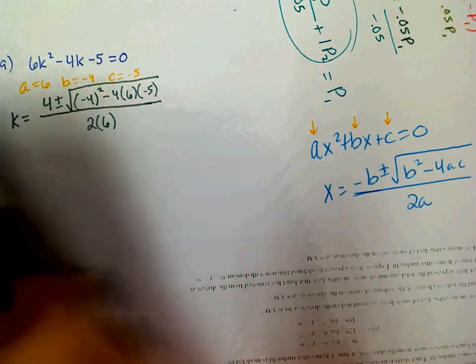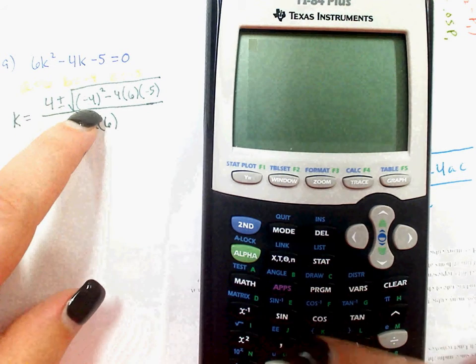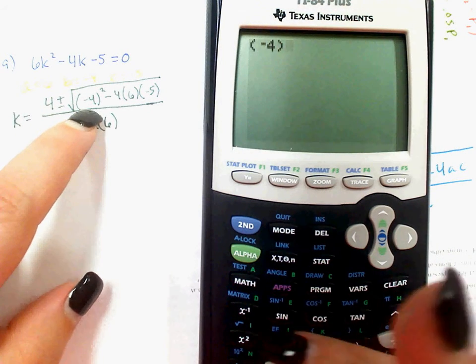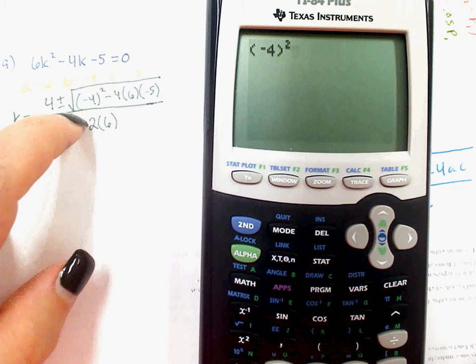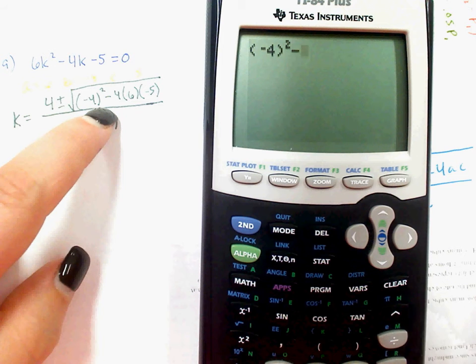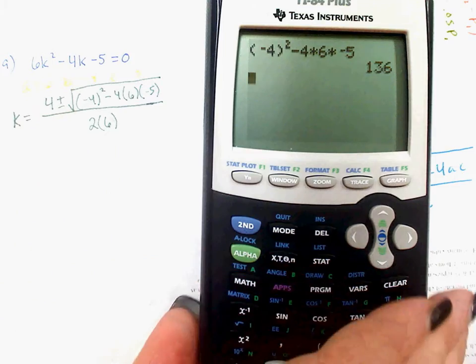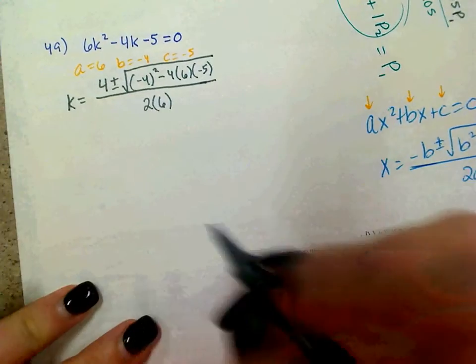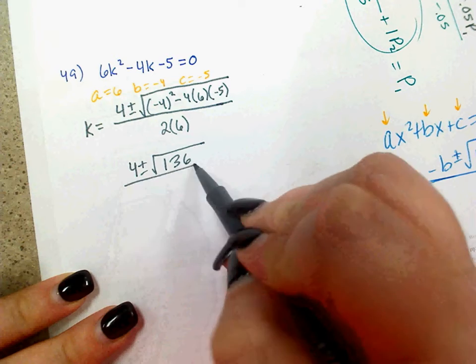Now, if you have your calculator with you, and if I allow you to use it, then I would expect you to type that in your calculator. Negative 4 squared. Just the stuff inside the square root, not the actual square root, okay? Negative 4 squared is just positive 16. If you know it's 16, just write 16. Minus 4 times 6 times negative 5. And I get 136. So I've got 4 plus and minus the square root of 136 divided by 12.